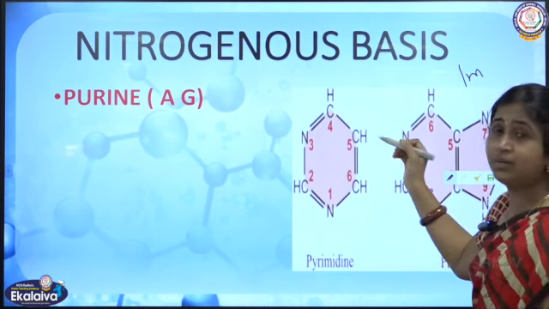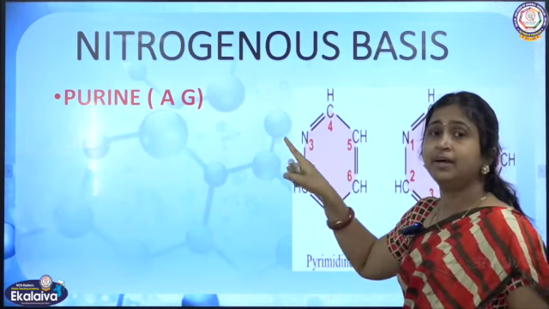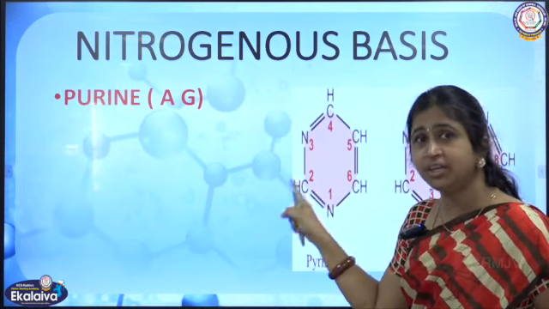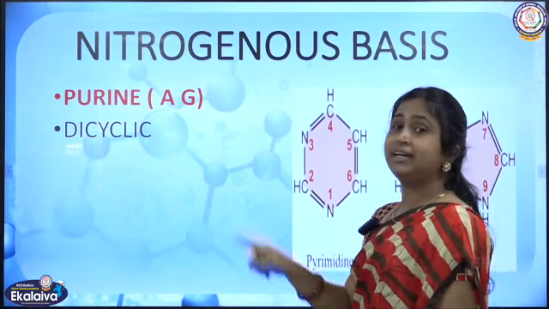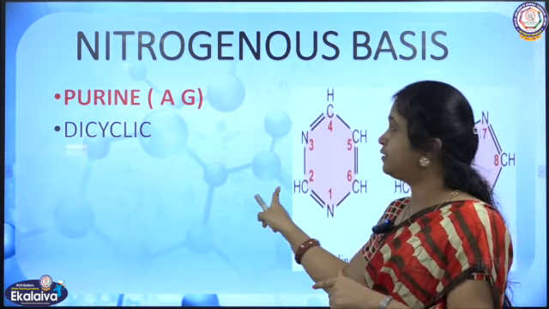Okay, differences between bases is a question. So, what does purine have? It has A and G. What is A? Adenine, and G? Guanine. And it is dicyclic. Again make a note, it is a 2 mark difference based question.